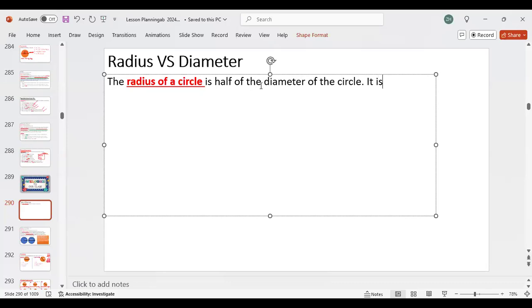It is a line segment that starts at the center of the circle and ends at the edge of the circle. Write this down for me, please. Rayshawn Cartwright, are you writing this down? Anaya Monroe, are you writing this down? Yes, sir. And Antoine, are you writing this down? Yes, sir. That's good.